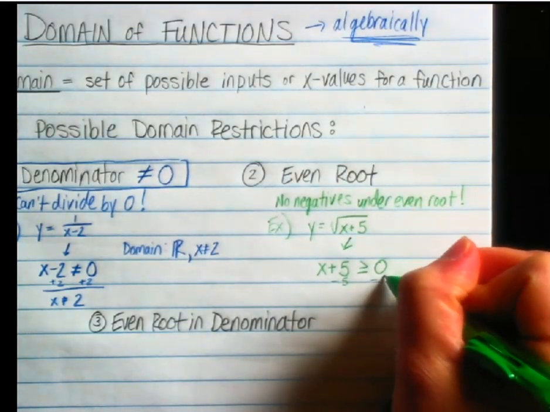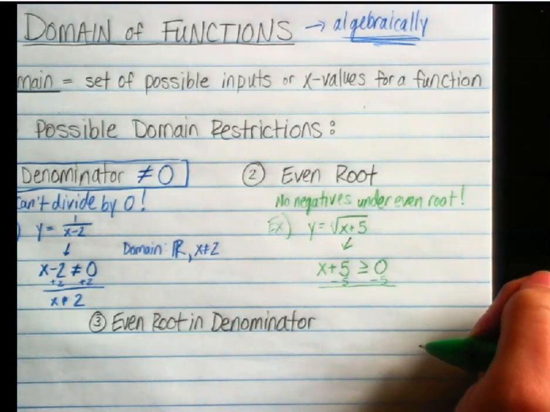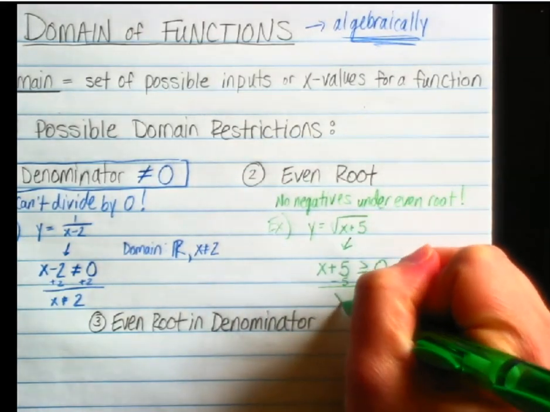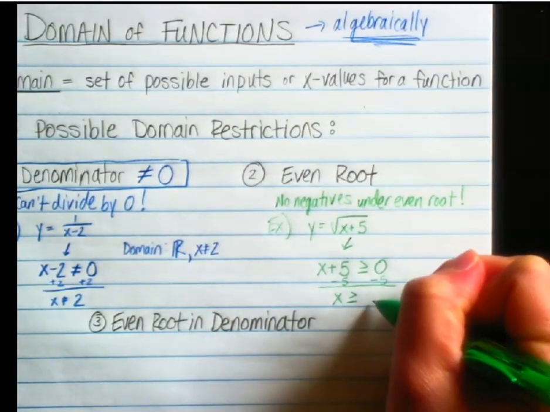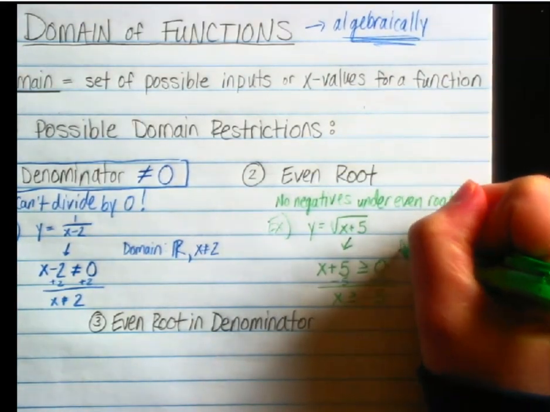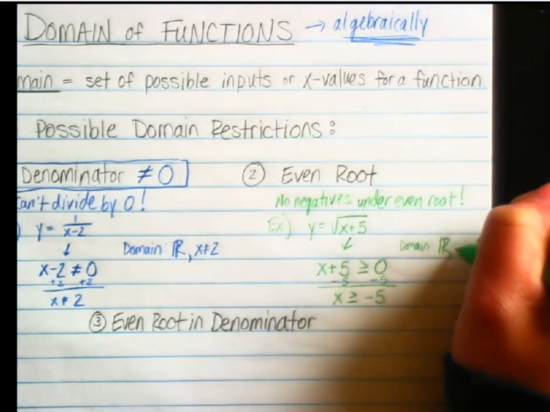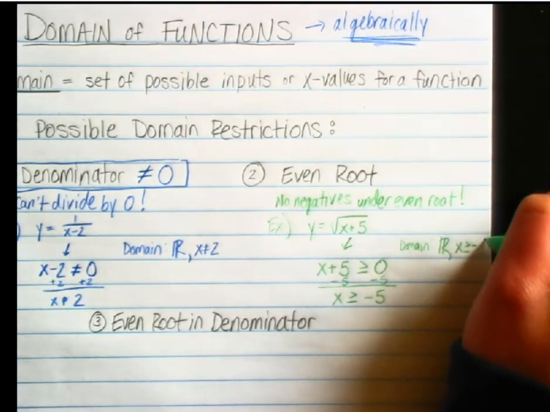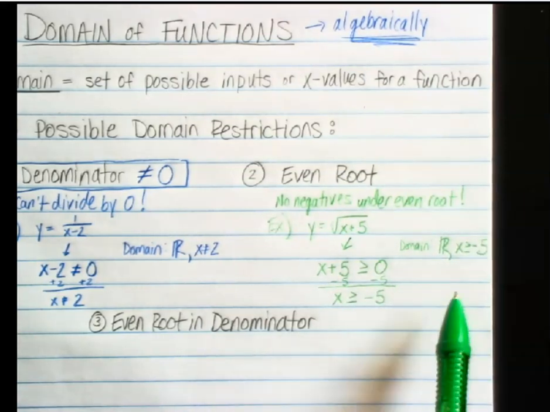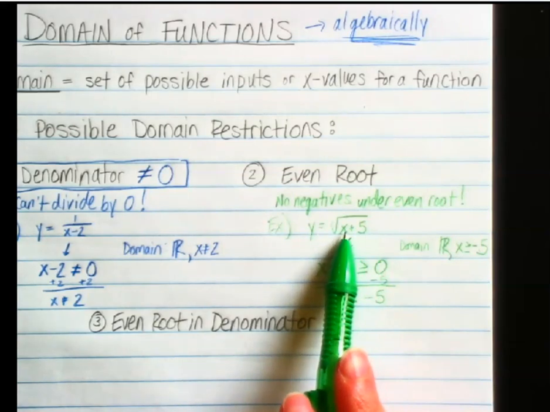Linear inequalities, we basically solve just like regular linear equations. The only difference is to watch out if you're dividing by negatives, then you have to flip the sign, which we're not doing here. All I end up with is x is greater than or equal to negative 5. So again, for my domain, I would say all reals, but x has to be greater than or equal to negative 5. If I were to plug negative 5 in, negative 5 plus 5 is 0, and it's okay to take the square root of 0.